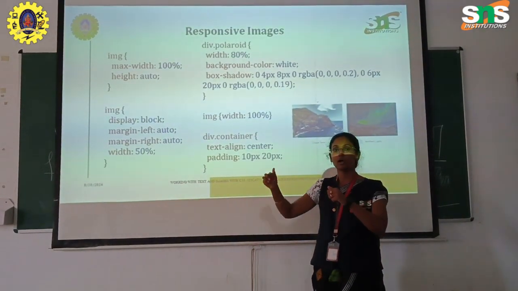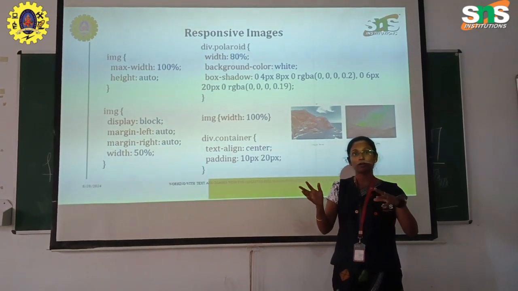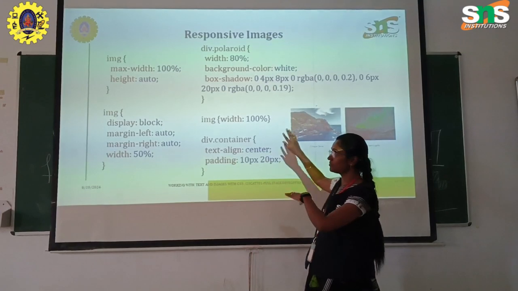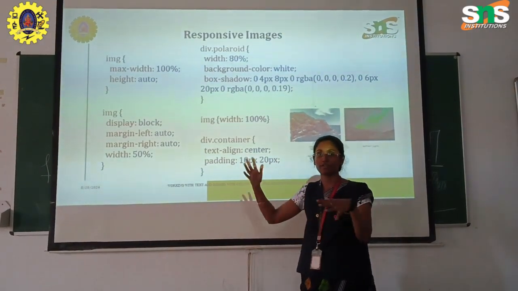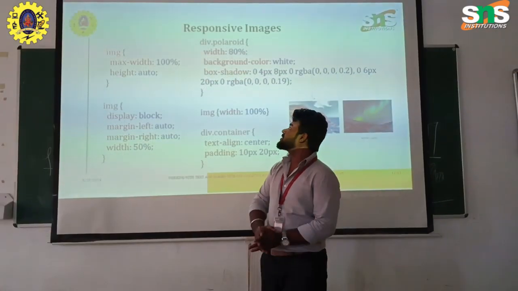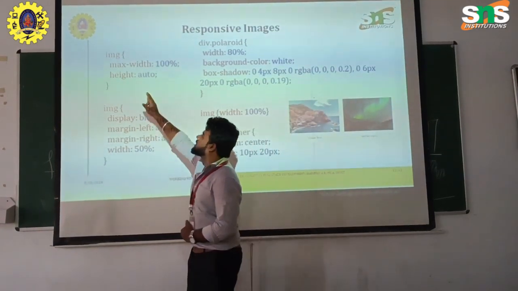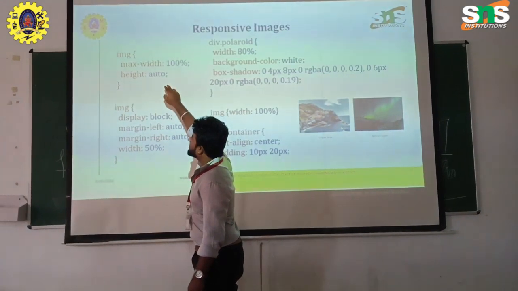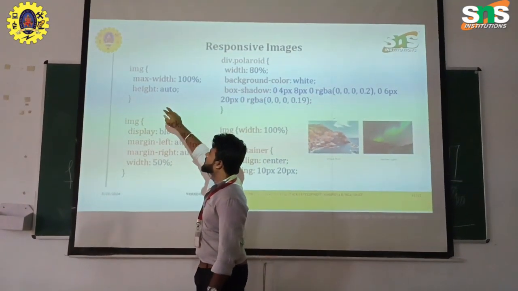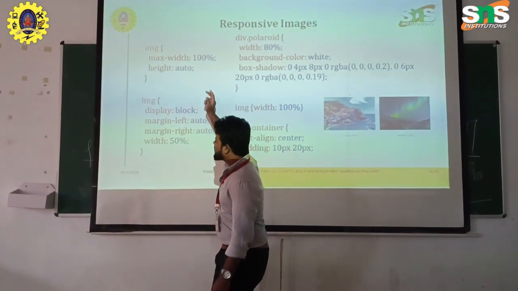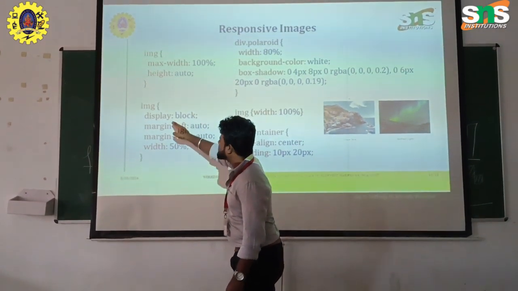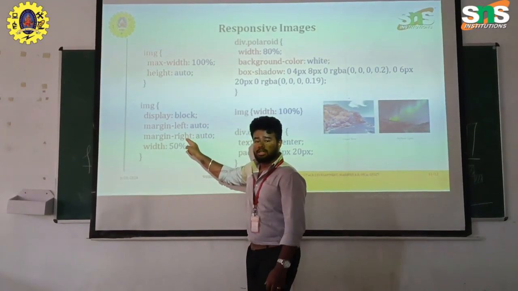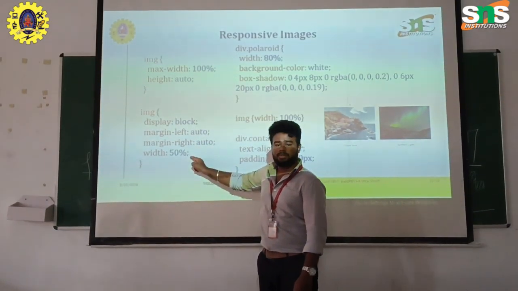Now we see how your images will be responsive in your layout. We have some properties that we are giving over here, and they will be explained. We are going to see about responsive images. Here you are accessing the image using the image ID, and we are giving max-width as 100% and its height is auto. And you are giving some functionalities like its display must be block, the left margin and the right margin are auto, and the width is 50%.